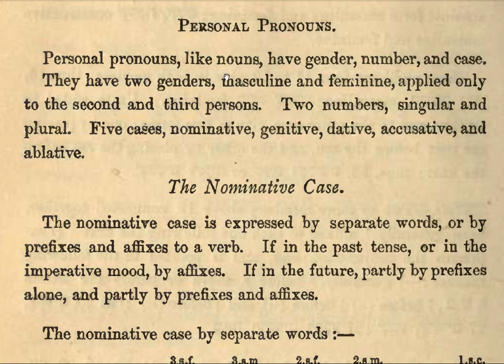Personal pronouns. Personal pronouns, like nouns, have gender, number, and case. They have two genders, masculine and feminine, applied only to the second and third persons. That's not to yourself, but to the person you're talking to, and to a third party. There are two numbers, singular and plural, and 5 cases, nominative, genitive, dative, accusative, and ablative. Don't worry too much about the case names. They're from Latin, and you don't really need to know them.